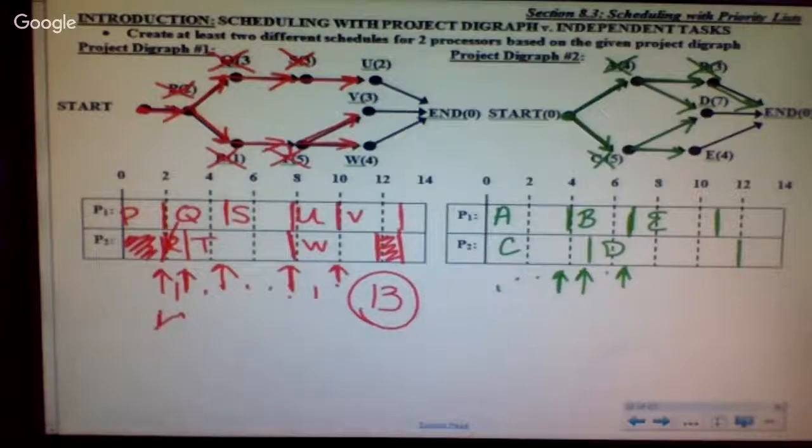So what's my finishing time? 12. Don't forget to go back and put this person's idle time in, because they finished with all their tasks at 11, but they have to stay till 12. Based on chronological order.